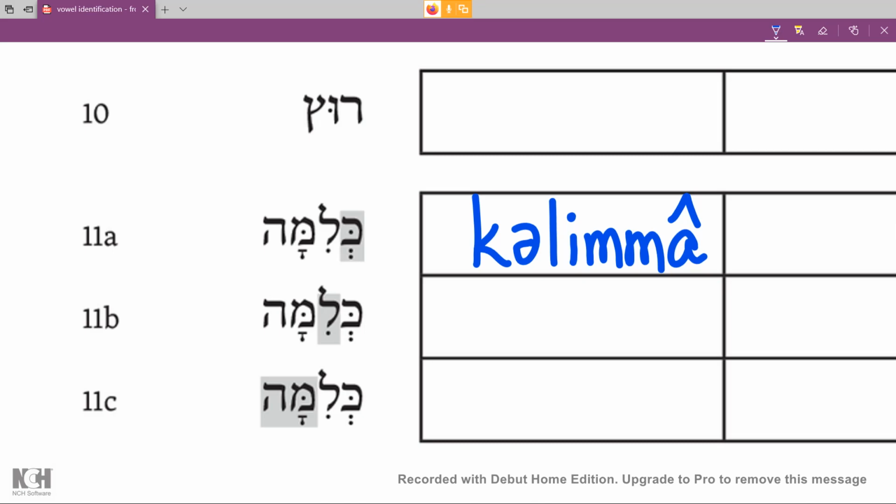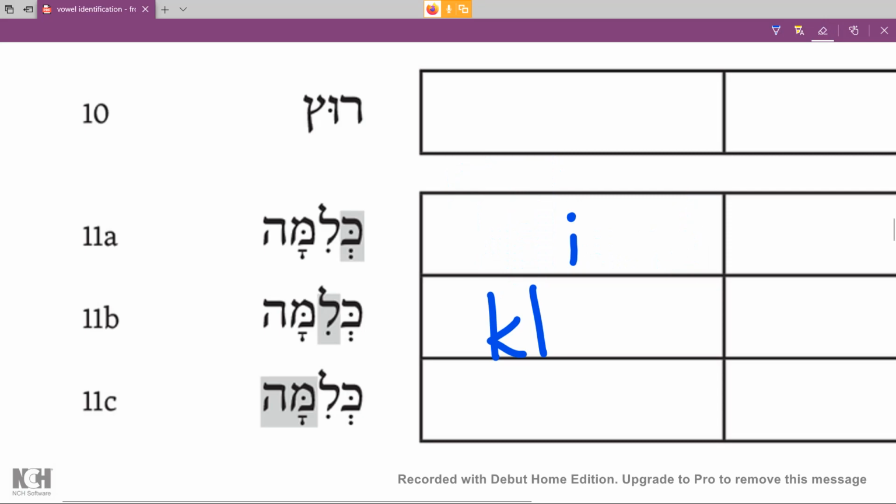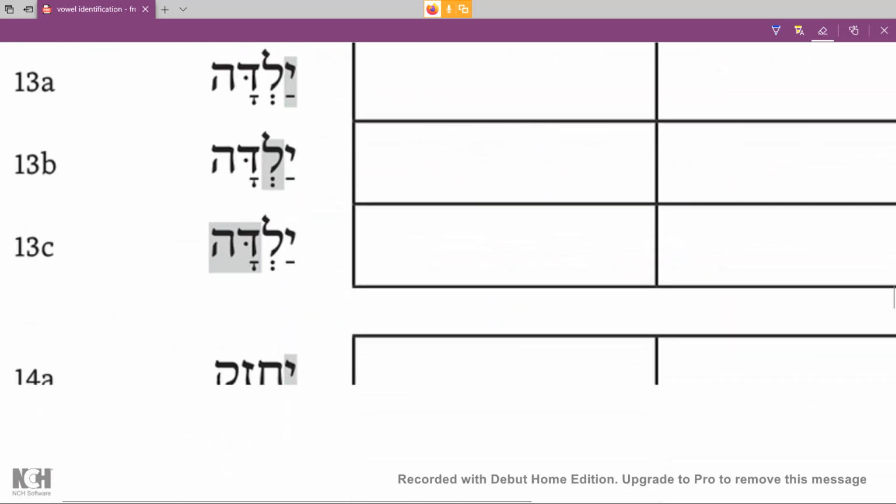Okay. Often when you have a vocal shva and it's followed by another consonant, you can make a consonant cluster. So instead of kelima, you can say klima. Like KL. It's technically a vocal shva, but we're still going to say it as a cluster. Klima. Okay. All right, I think we've gone far enough.